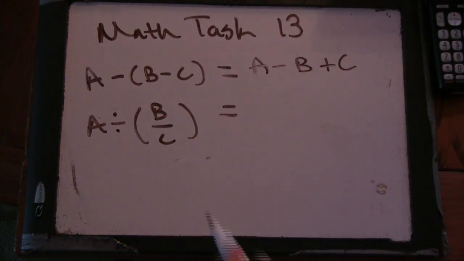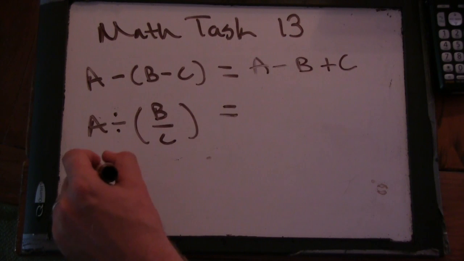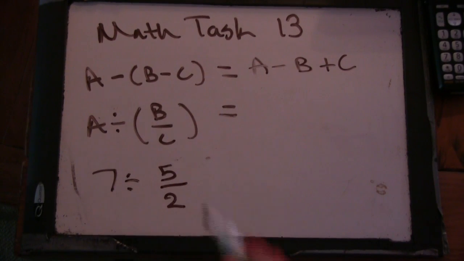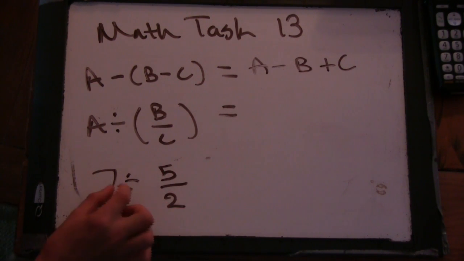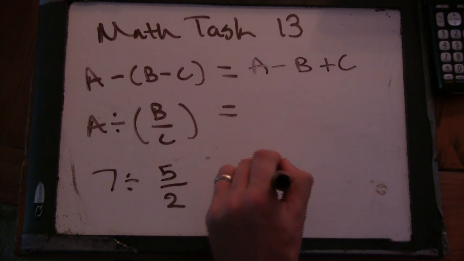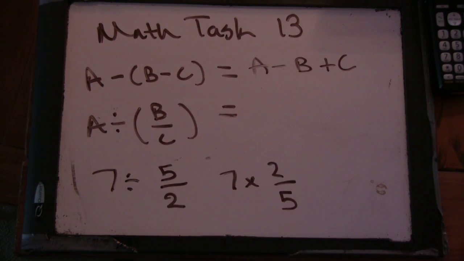And now let's take a look at division here. If I was going to ask you to do, I'll just use the same numbers, 7 divided by 5 halves? What would you do there? Well, I would kind of flip it over, and then that turns to multiply. Okay. So you have 7 times 2 fifths. All right. And then that's 14 fifths.